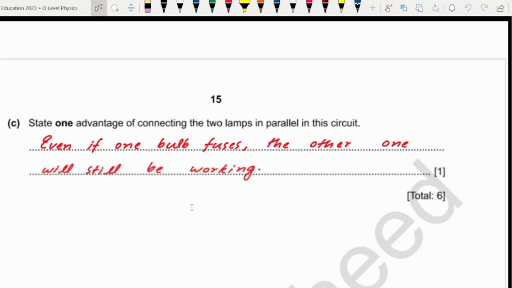State one advantage of connecting the two lamps in parallel in this circuit. The standard advantage of parallel connection of appliances is if one of the appliances is out of order, the other one would still be operational. So if one bulb fuses, the other one would still be working.